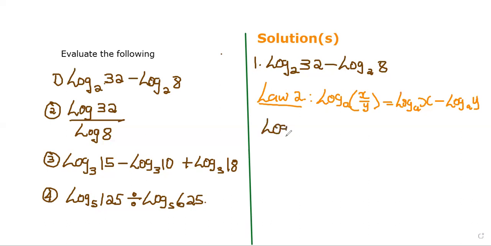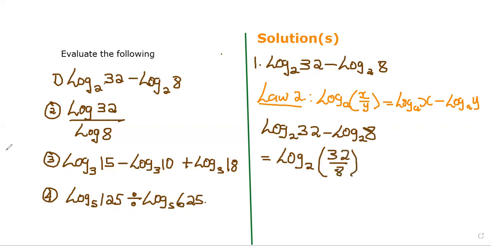We are given log base 2 of 32 minus log base 2 of 8. So we know that, according to law number 2, it can be written as log base 2 of 32 divided by 8. Reason being, I'm using law number 2 according to the rules of logarithms, which I wrote in this format, right?